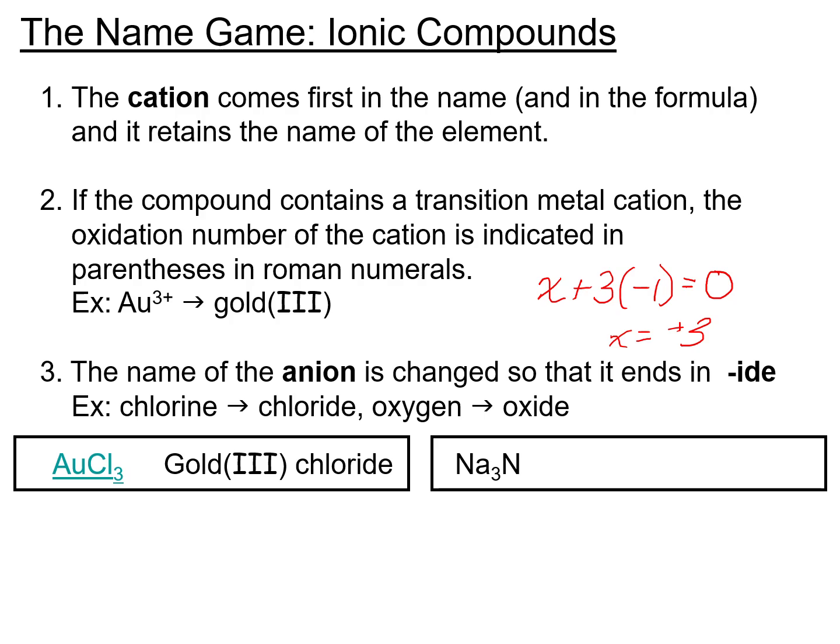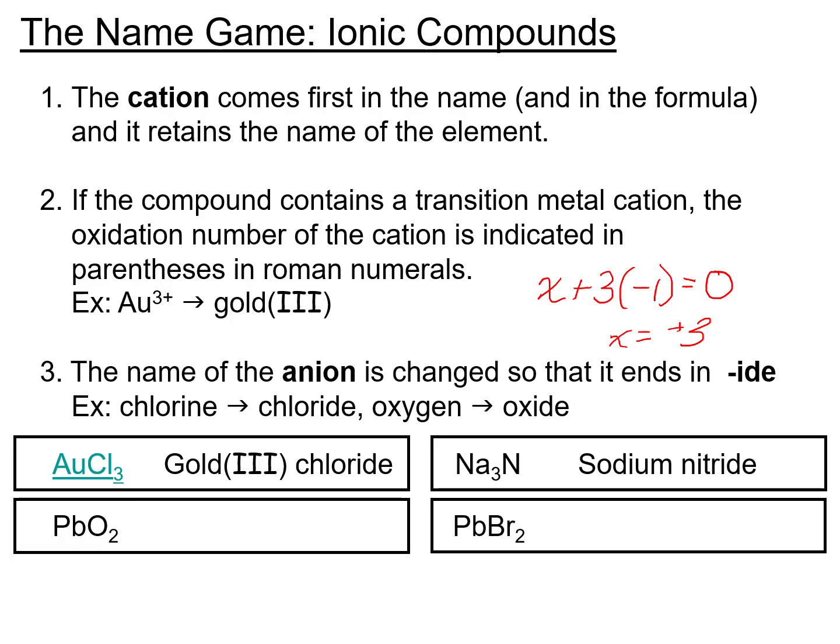Now the next one does not have a transition metal in it, so we can just say it straight out. The first ion gets to keep its name, sodium. Notice it has an IUM in it. And the second one, we'll chop off the ending of nitrogen and make it nitride. So that's what that one would be. Now here we have lead, which actually has 2 different oxidation levels. And so for lead and tin, we have to remember to check what the oxidation number is.